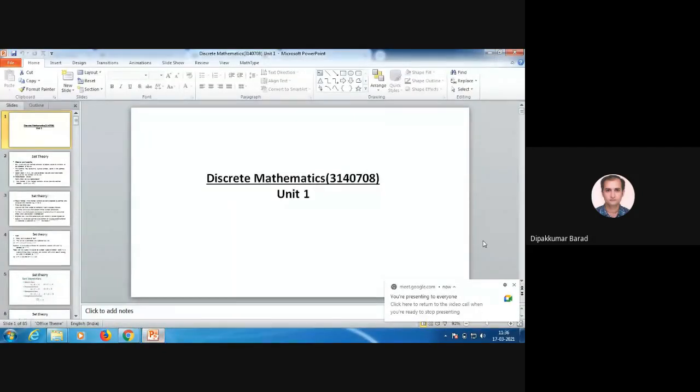So now we revise unit 1. These two units are part of our mid-sem syllabus, and I have already revised unit 2. If you have any doubt in unit 2, you can ask right now. Otherwise, now we move to unit 1.